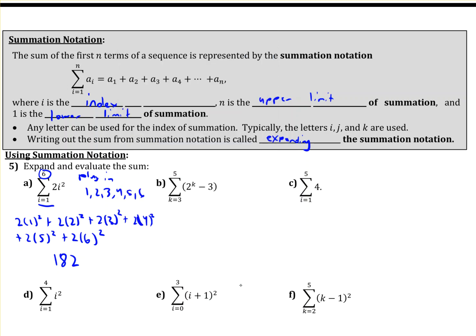So for this one again, I'm going to start at 3 and count up to 5. So it's going to be 2 to the 3rd minus 3 plus 2 to the 4th minus 3 plus 2 to the 5th minus 3. So I end up with 8 minus 3 is 5. 16 minus 3 is 13, so I'm at 18. 2 to the 5th is 32 minus 3 is 29. So 18 plus 29, 47.